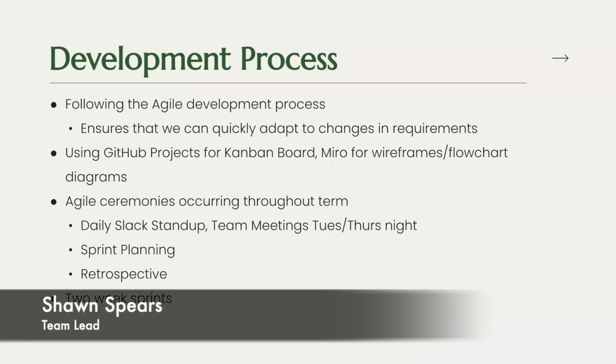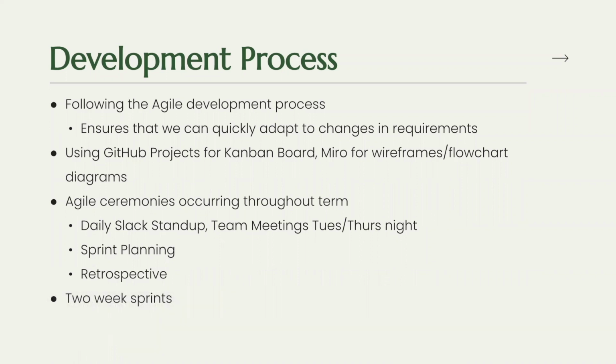As team lead, I decided to utilize an agile development process as we anticipated changing requirements from our sponsor, and this allowed us to respond and adapt quickly to those changes. We used GitHub Projects for our Kanban board to keep track of our issues, and Miro to collaborate on wireframes and other diagrams. We had daily Slack stand-ups with Zoom stand-ups twice a week and participated in agile ceremonies throughout the quarter, such as sprint planning and retrospectives with 2-week sprints.